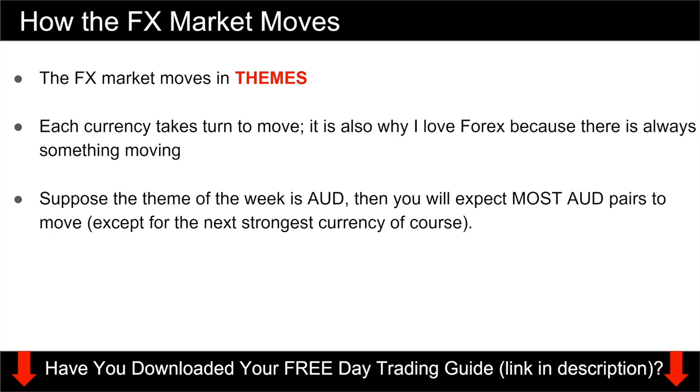Okay, so in this case, if let's say dollar is strong, then of course Aussie dollar is not going to move, because when you pair a strong currency with a strong currency, the pair is not going to move much. Okay, but the main point I want to emphasize here is that the market always moves in teams. So try to look at the Forex market as what team is it this week? What is the market playing this week? Are they playing the Aussie? Are they playing the dollar team?